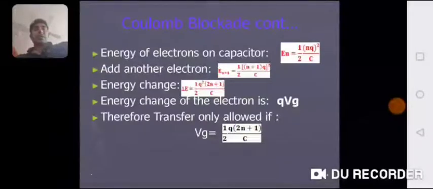Energy change is equal to 1 by 2 q square into 2n plus 1 by C. Energy change of the electron is q into Vg. Therefore, transfer is only allowed if Vg is equal to 1 by 2 q into 2n plus 1 by C.